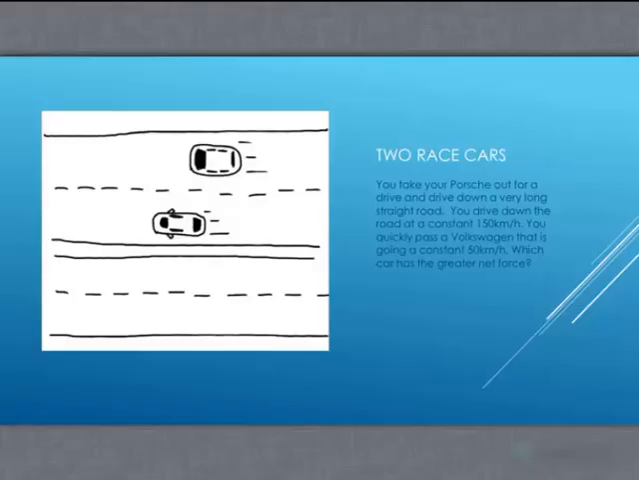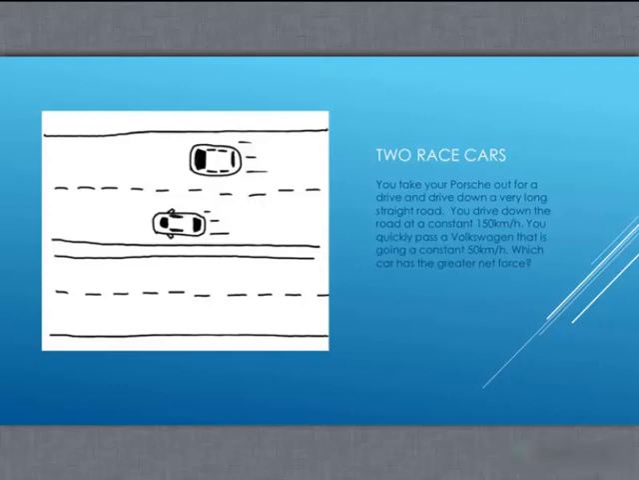You take your Porsche out for a drive and drive down a very long straight road. You drive down the road at a constant 150 kilometers per hour. You quickly pass a Volkswagen that is going a constant 50 kilometers per hour. Which car has the greater net force?